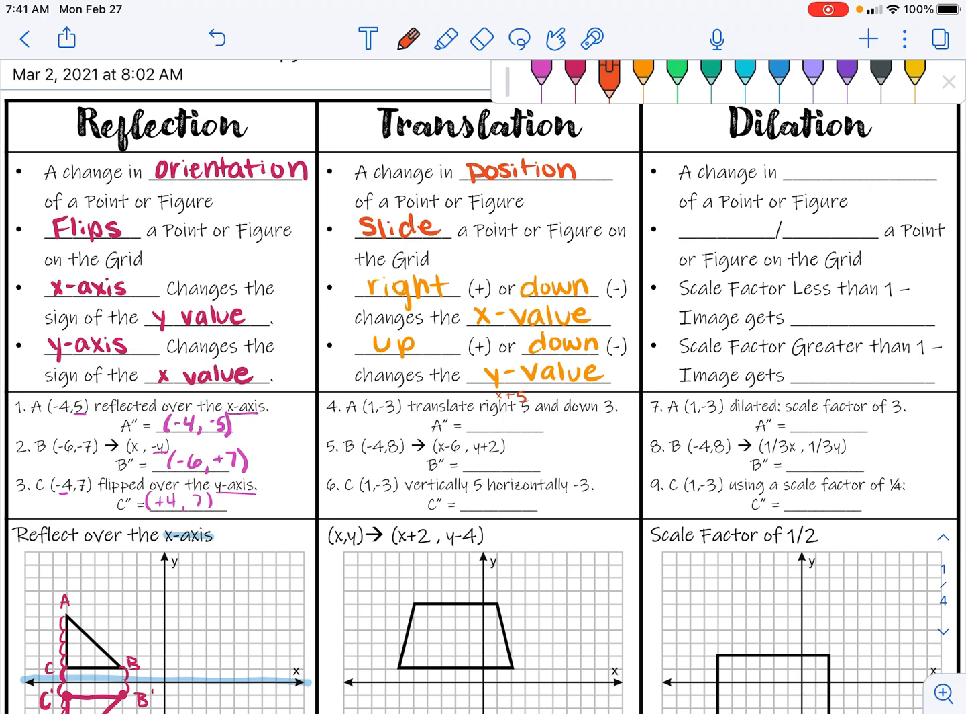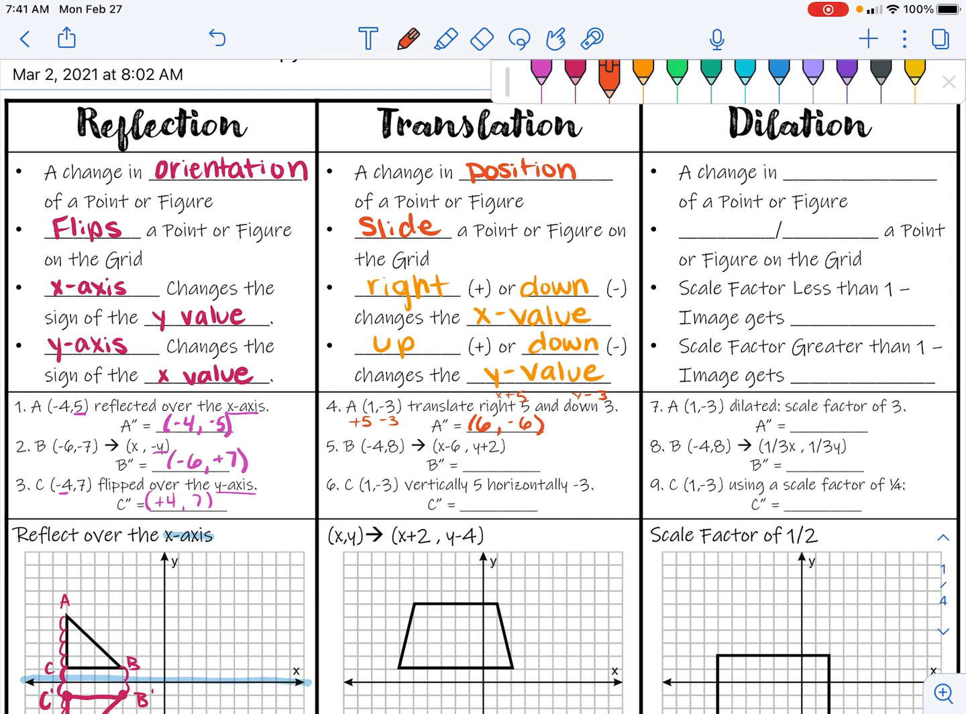All right, so then down 3 is going to be y minus 3 because we know down is negative. So we're going to do this x plus 5. So 1 plus 5, my new ordered pair would be 6. And then -3, take away 3, you may need to use your calculator, and that's perfectly fine, would be -6.